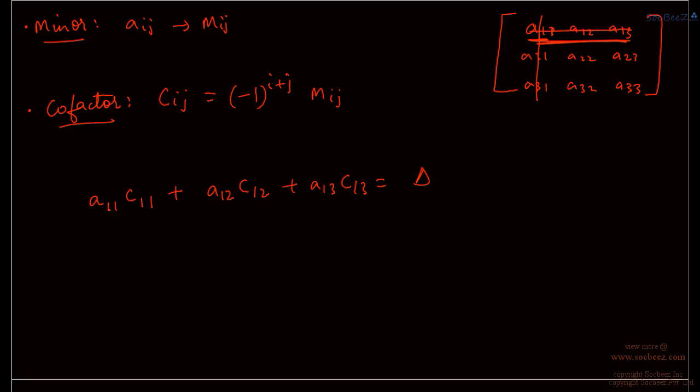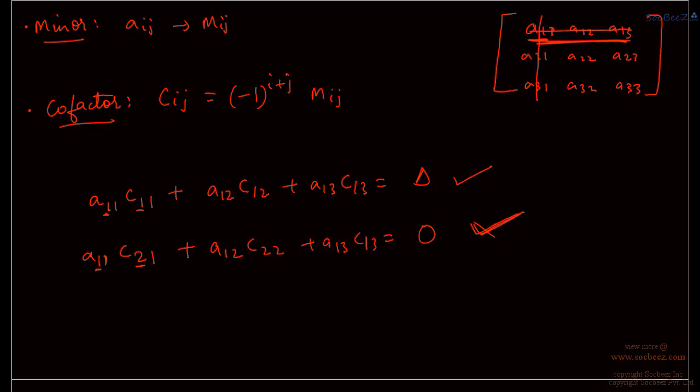At the same time, if I take the corresponding cofactors of any other row, I do something like this: A11, C21, the first element of the second row, similarly A12, C22, A13, C23. This is always 0. So whichever index I lock, suppose I lock the row, if they are equal, then I'll always have delta. If I take different rows, since they are not equal, I'll always have 0. So this is the second case.